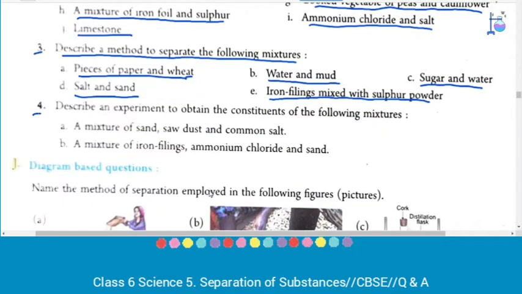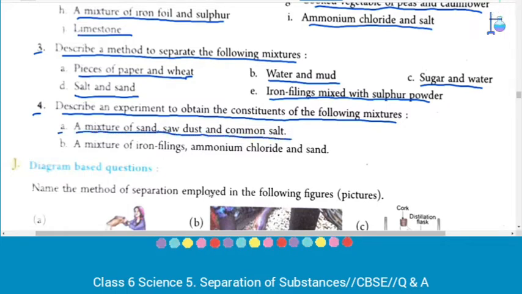Fourth question, describe an experiment to obtain the constituents of the following mixtures: A, a mixture of sand, sawdust and common salt. B, a mixture of iron filings, ammonium chloride and sand.